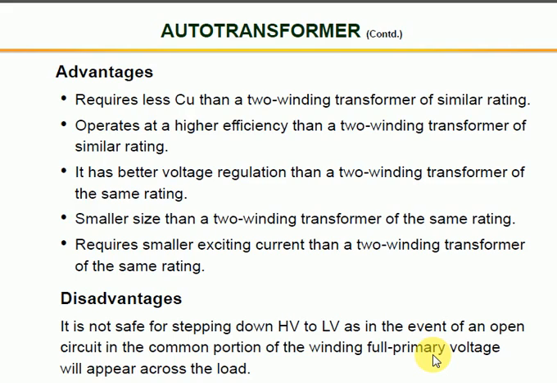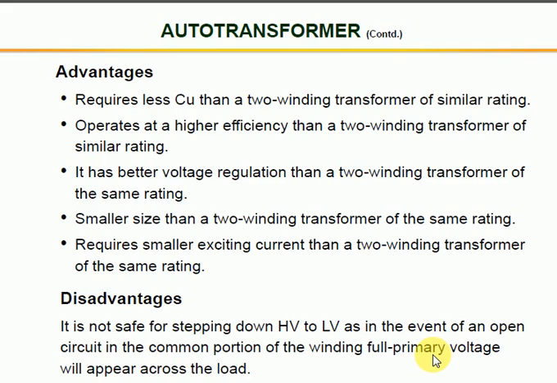This transformer has better voltage regulation than a two winding transformer of the same rating. Regulation means the difference between no load voltage and full load voltage is less. It also has a smaller size, because obviously its size should be small compared to a two winding transformer of the same rating. It has a common portion and requires a small exciting current compared to a two winding transformer of the same rating.